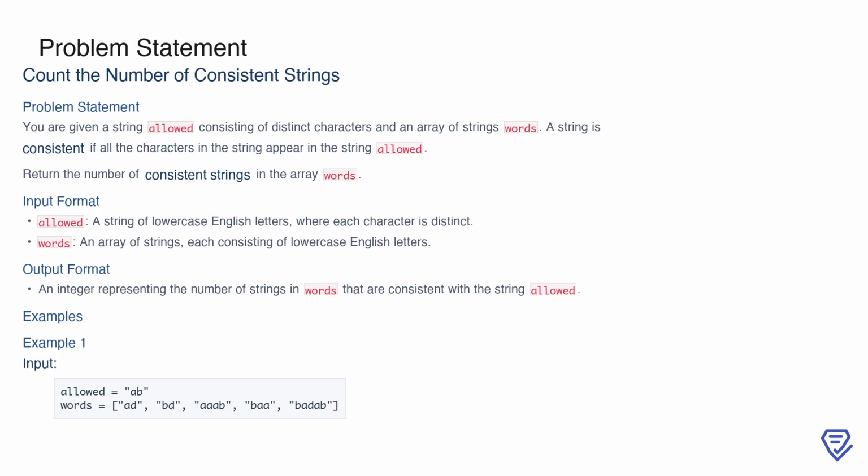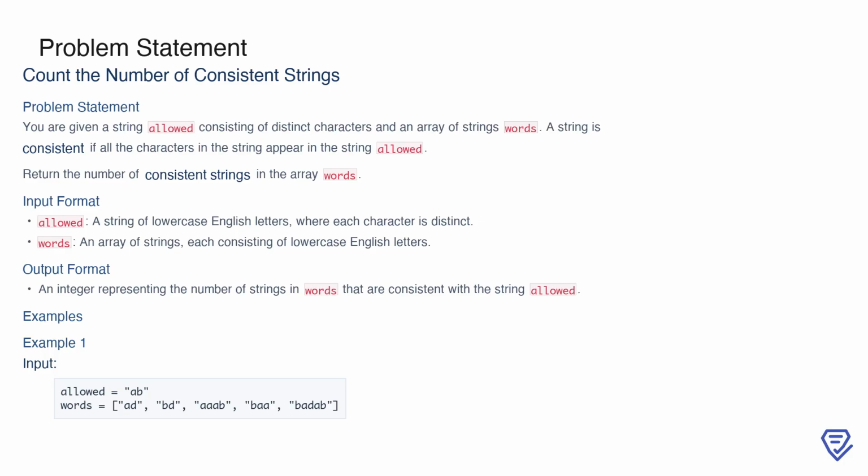We are given two inputs: first, a string called allowed that consists of distinct lowercase English letters, and second, an array of strings called words. A string from the words array is considered consistent if every character in that string is present in the allowed string. The goal is to find and return the total number of consistent strings in the words array.